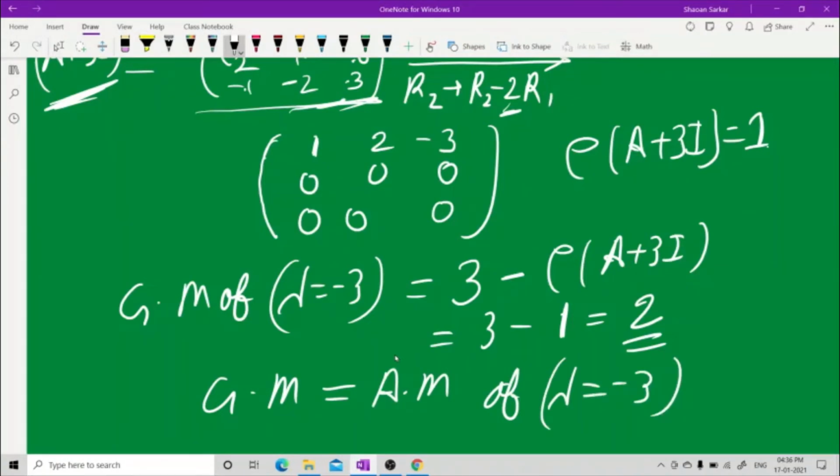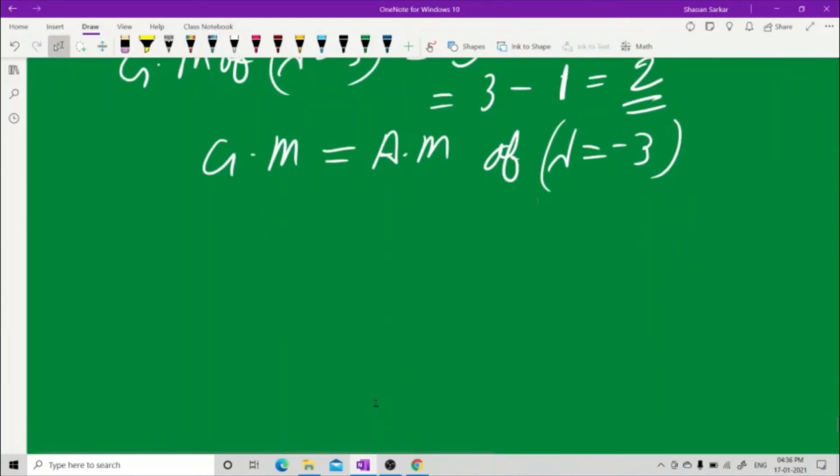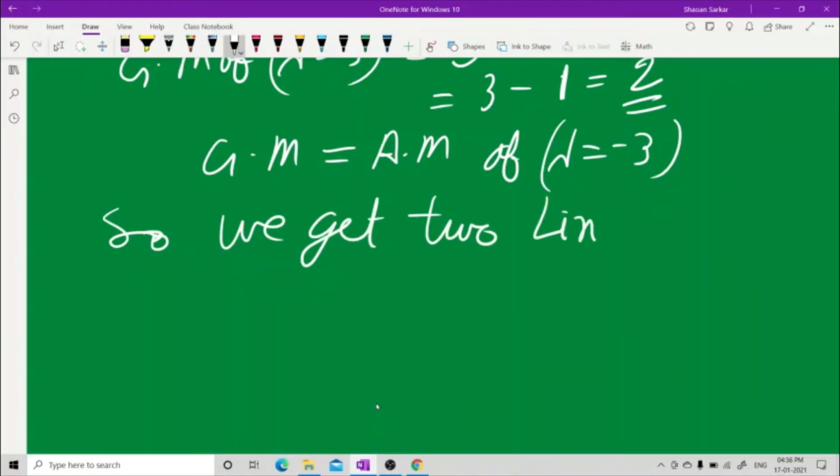So here I'll get two independent eigenvectors. So we get two linearly independent eigenvectors. Let me write it more clearly.